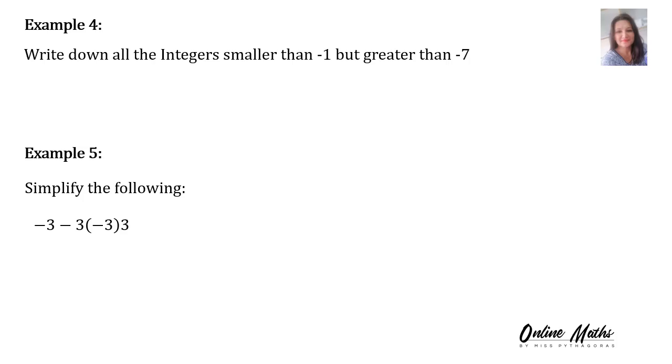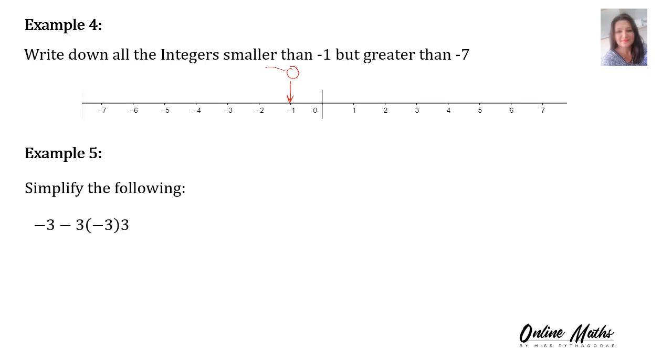Example 4. Write down all the integers smaller than -1 but greater than -7. So my advice to you is make a number line. Now let's decide what's going on. We want integers smaller than -1. So there is -1, but we want smaller than -1. So the next number smaller than -1 we will find here at -2.